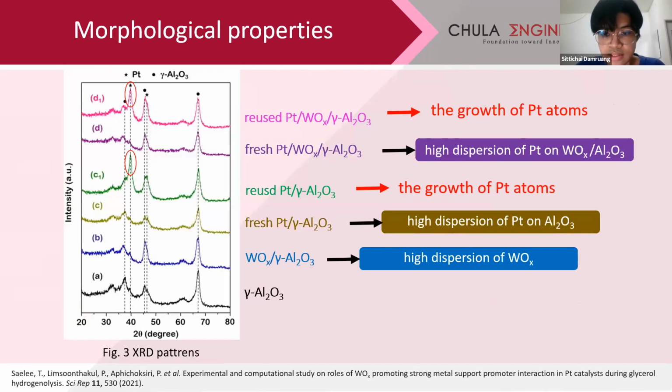On the reused catalyst, the platinum diffraction peak appeared at 2 theta of 39.9 degrees in both systems, as shown in figures C1 and D1. The presence of such a peak indicated the growth of platinum atoms into large clusters. Therefore, in both systems without tungsten promoter, the agglomeration of platinum is still present. Thus, platinum leaching plays a critical role in the determination of catalytic activity and stability.